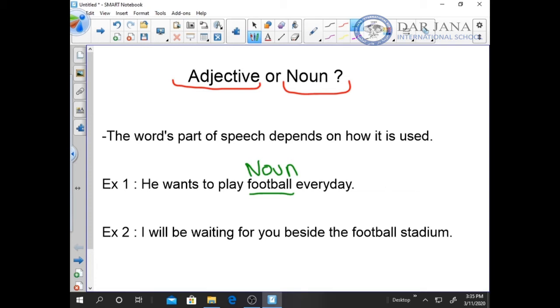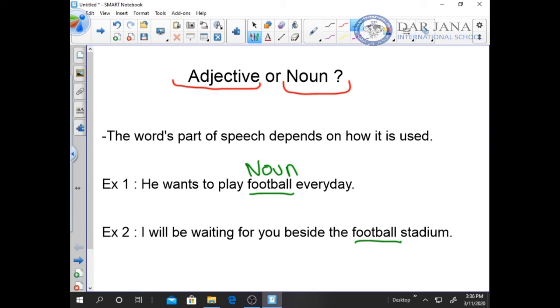So do you think that football can be used as an adjective in another sentence? Let's go to sentence number 2 and we will figure out if yes, it can be used as an adjective, or no, it's only a noun. In the second example, I have the following sentence. I will be waiting for you beside the football stadium. So, I look at the word football here. I will be waiting for you beside the football stadium.